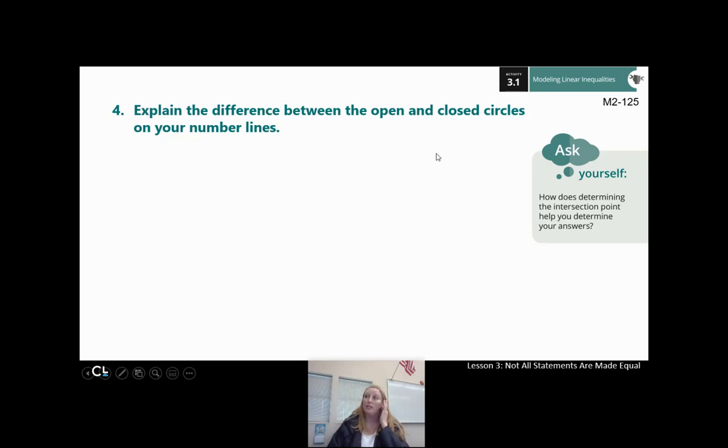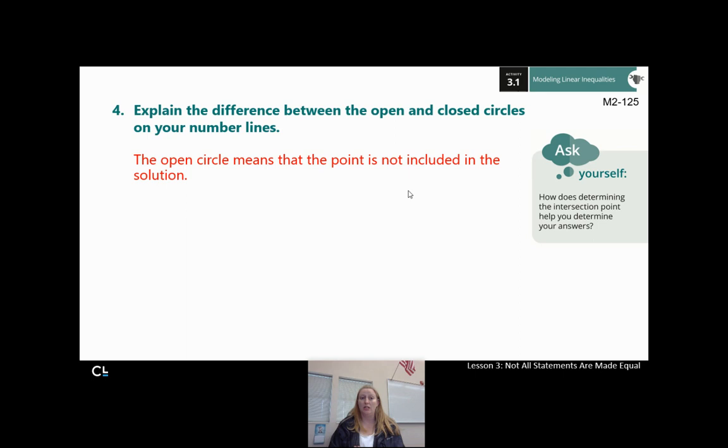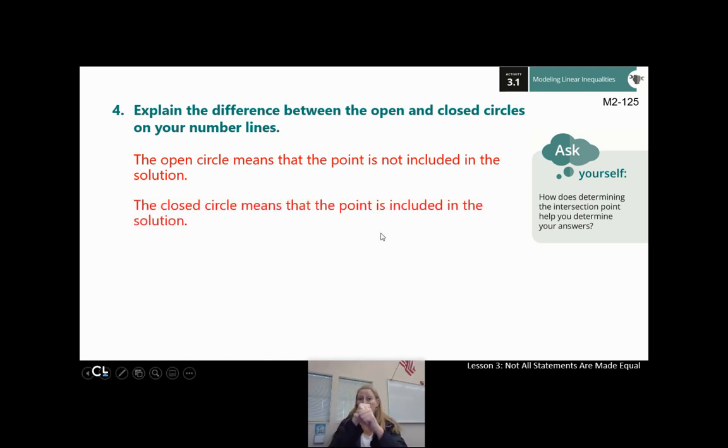So the open circle meant that the point was not included in the solution. So there was no squashed equal sign underneath our inequality. The point was not included, so it had to be an open, empty circle. The closed circle, where it was actually colored in, means that the point is included in the solution. It had an equal to on it, and so we colored in our circle to give us that good, solid, closed circle. So now we're going to change it up.